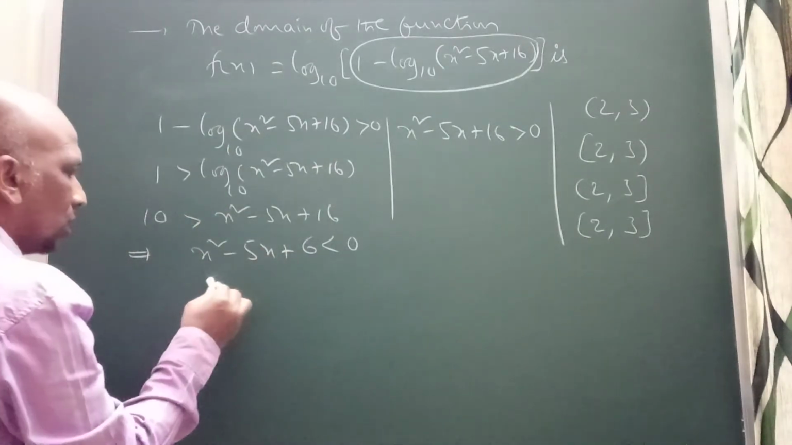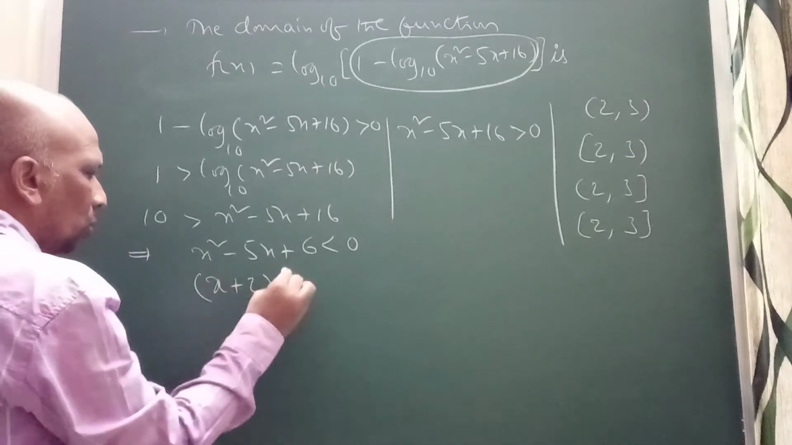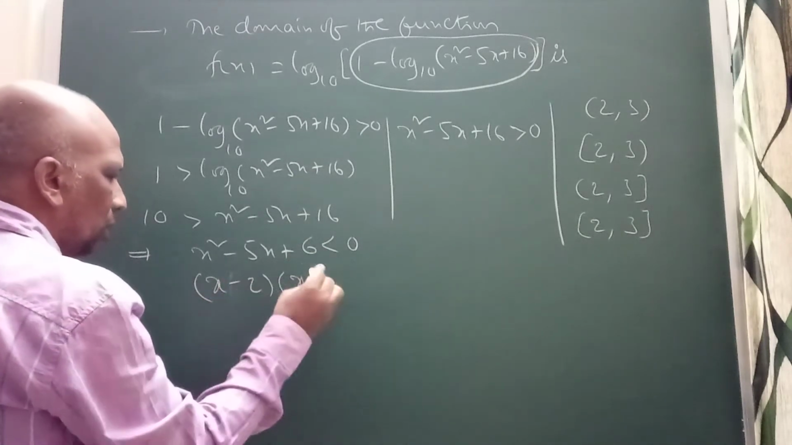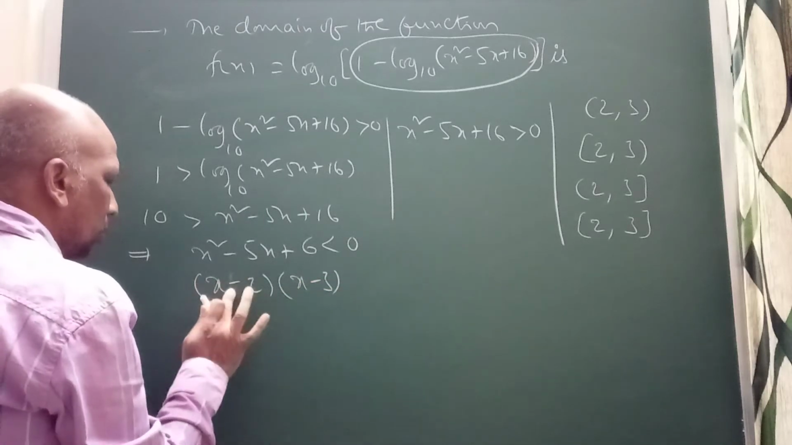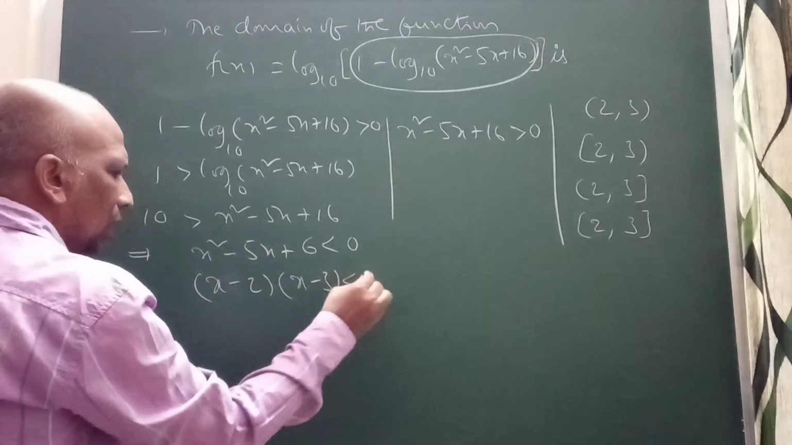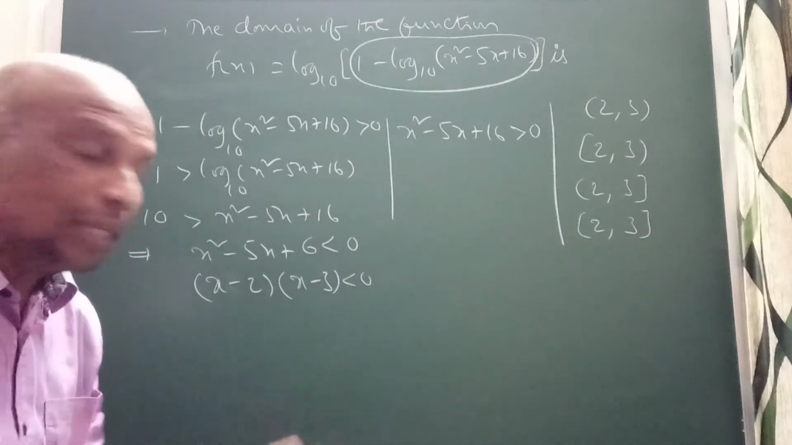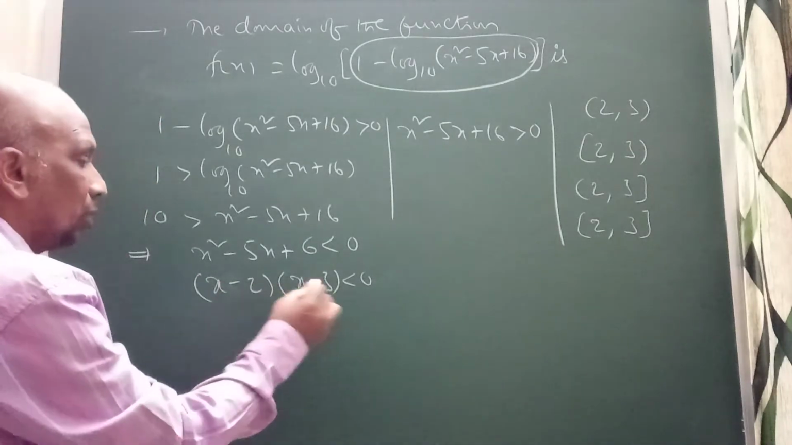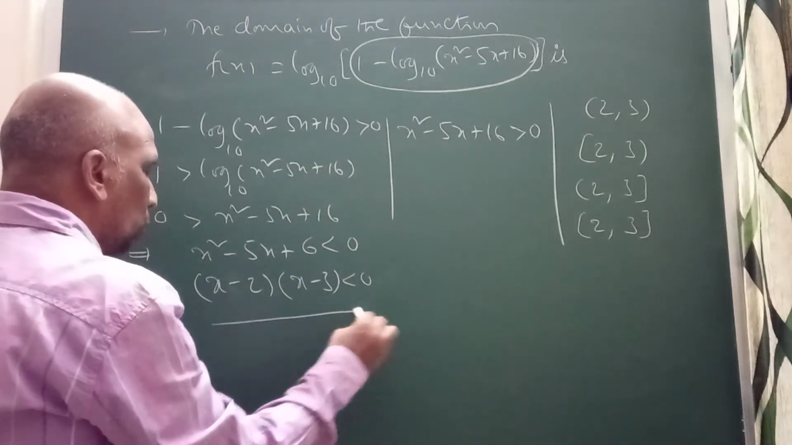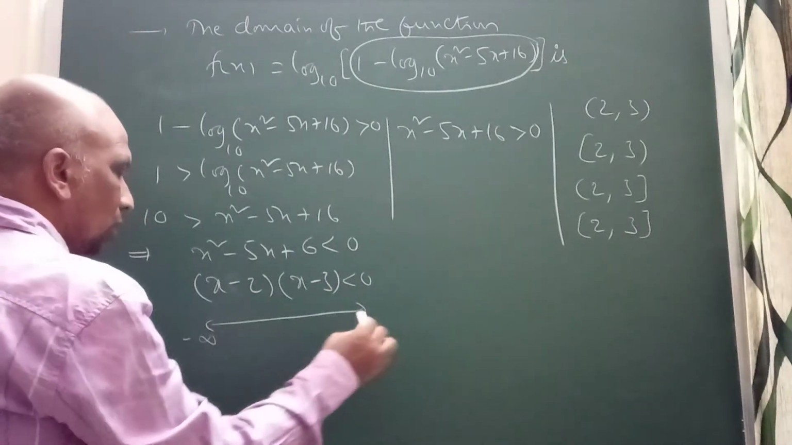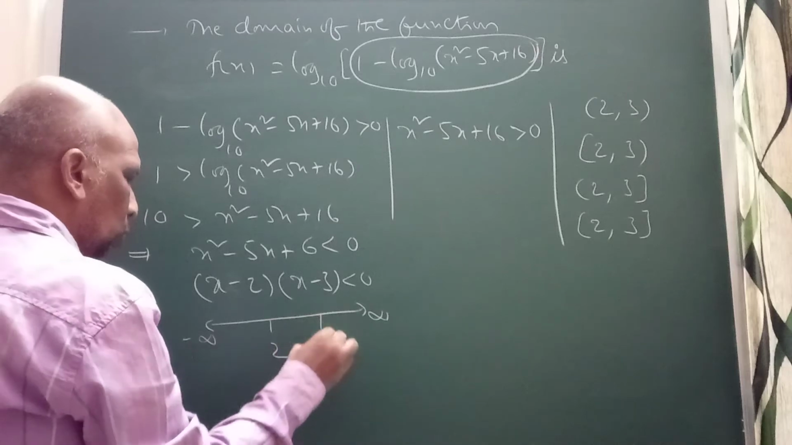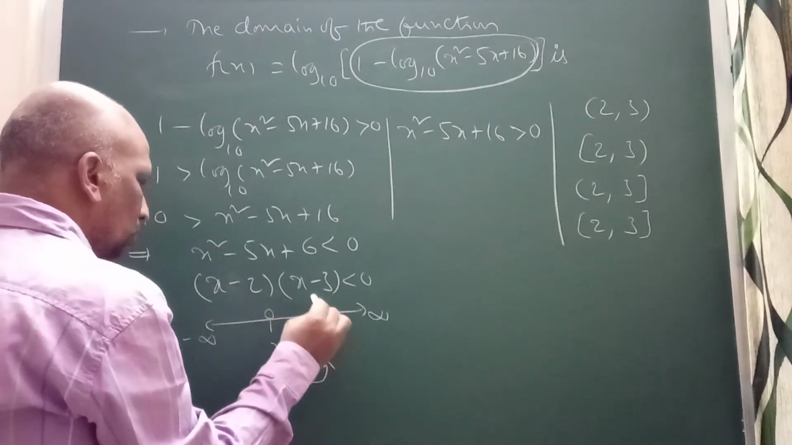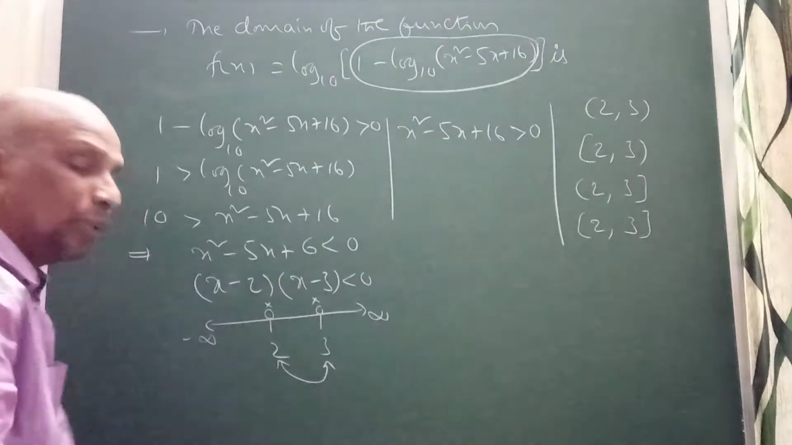Then you find the factors of this, x minus 2 into x minus 3, right? (x minus 2)(x minus 3) less than 0, that means x lies between 2 and 3. Here we got x lies between 2 and 3. Correct? So this is a real line. Between 2 and 3, excluding these two. I don't want these, exclude; between 2 and 3, right?